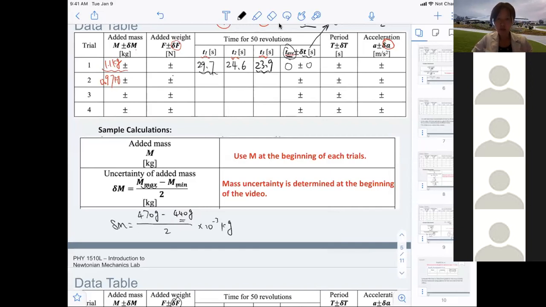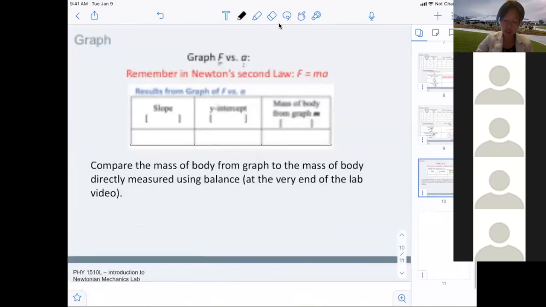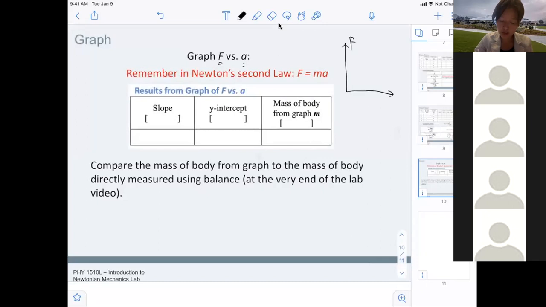That uncertainty exists simply because we consider the mass to be at 18 centimeters, but it could be anywhere within a range of centimeters. Within this range, you still consider it to be 18 centimeters. That gives you an uncertainty. Once you have all your data, you plot your force against your acceleration and try to find a best fit line.